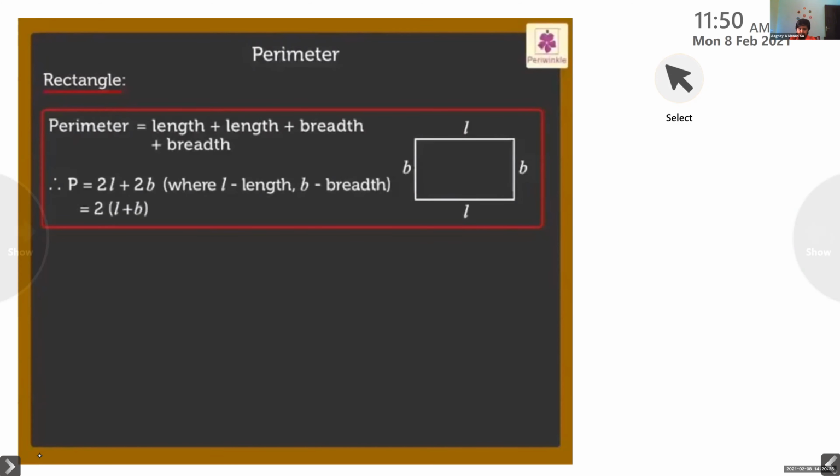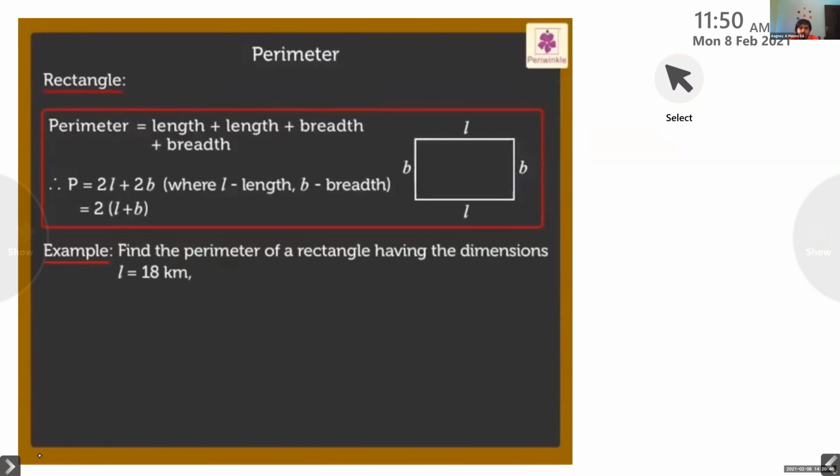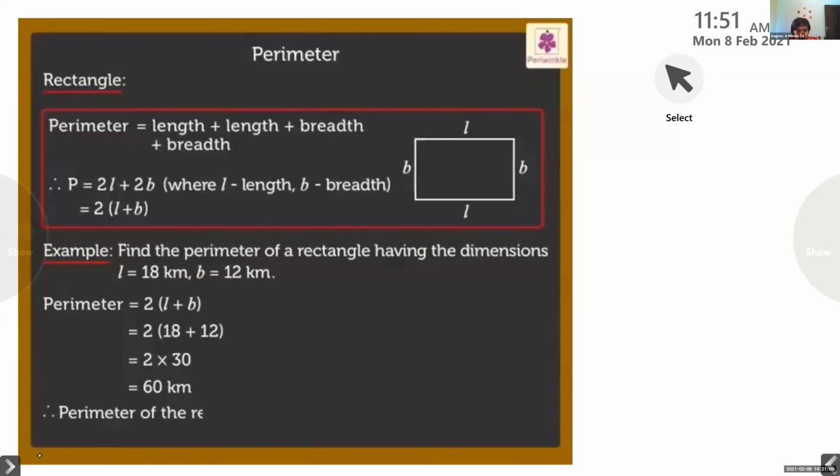Now, let's find the perimeter of a rectangle having the dimensions length is equal to 18 kilometers and breadth is equal to 12 kilometers. Using the formula, perimeter of the rectangle is equal to 2 into, in brackets, 18 plus 12, is equal to 2 into 30, which is 60 kilometers. Thus, the perimeter of the rectangle is 60 kilometers.